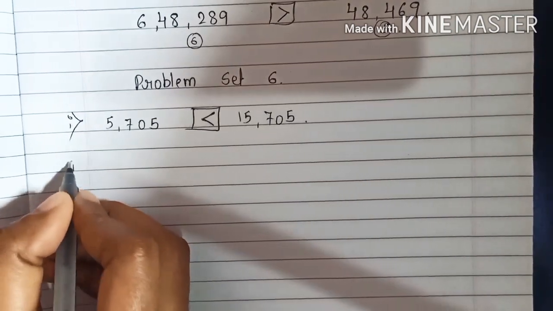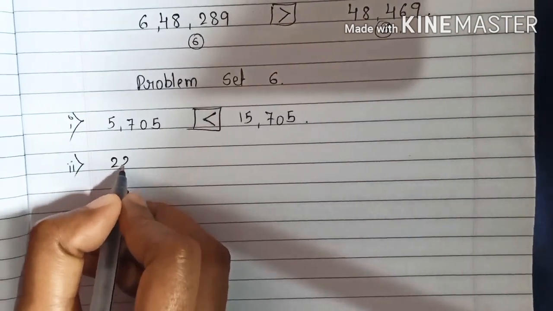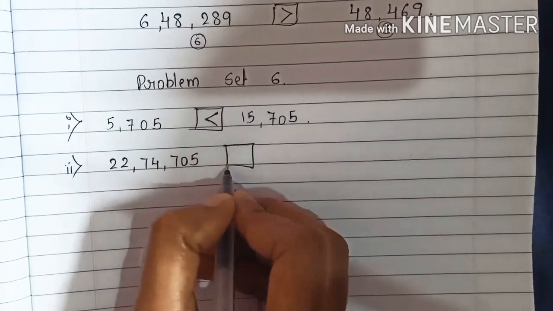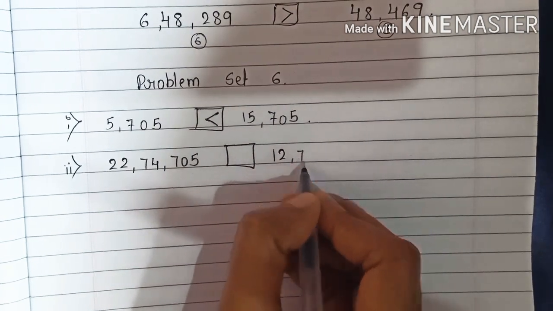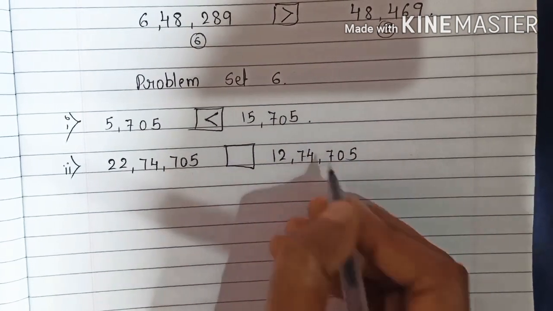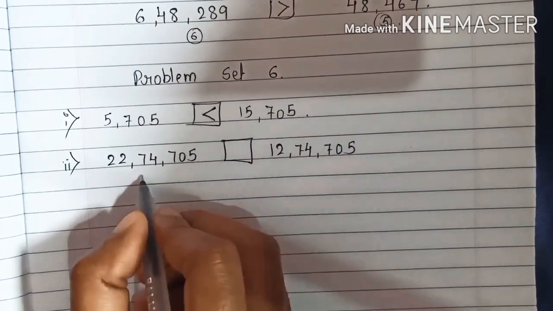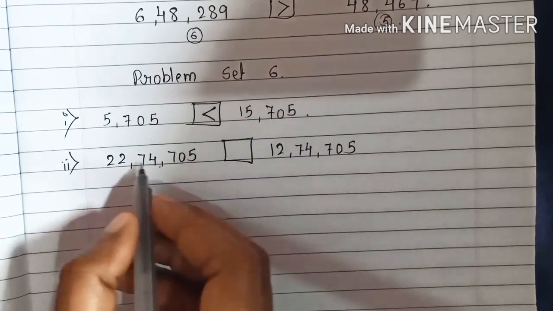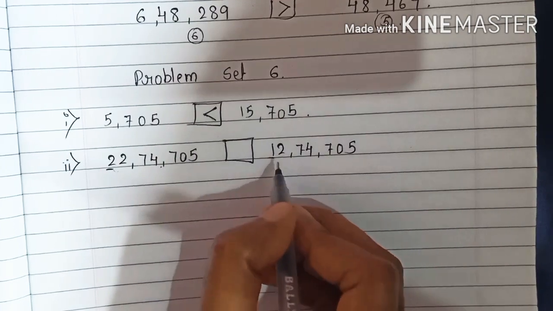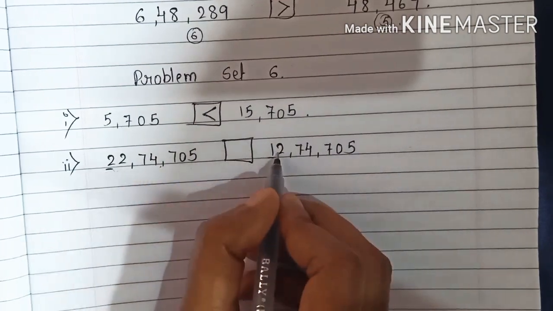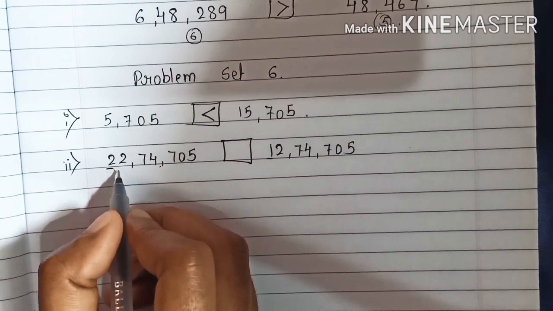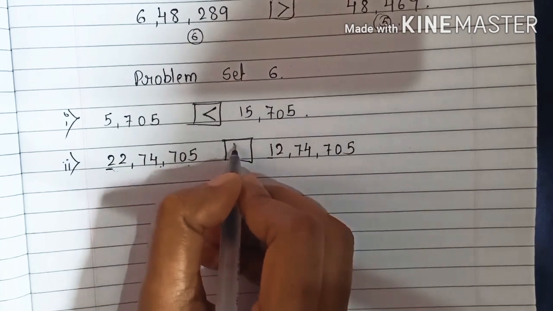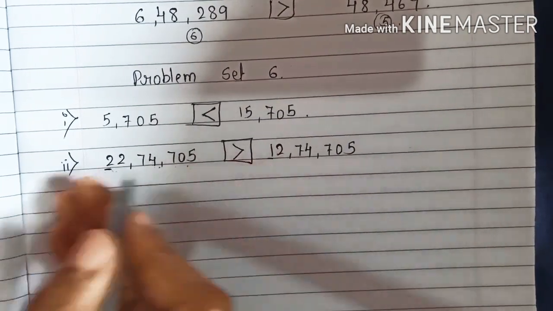Let us see the second one. The second question we have 22,74,705. The other number is 12,74,705. Among this, the number of digits is the same: here I have 6 digits, here also I have 6 digits. Let us check the face value. Here the first digit is 2, and here the first digit is 1. Among this 2 and 1, this 2 is greater. That means 22,74,705 is greater. So you will put the greater sign this side and open your mouth this side.